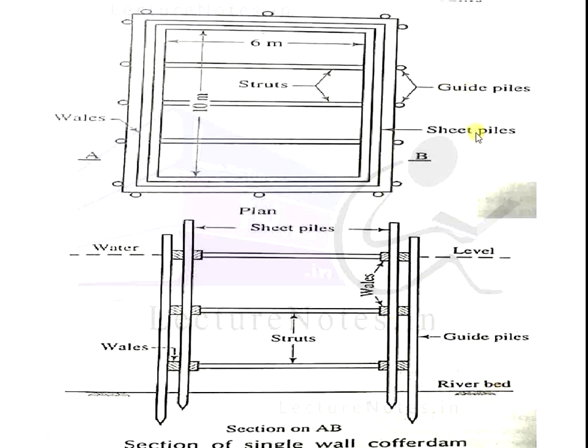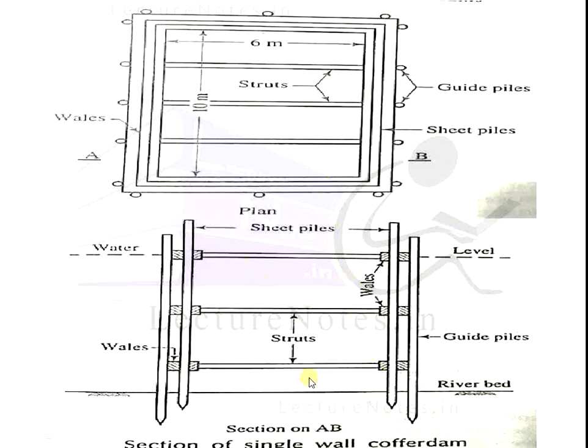Here we see the guide piles, struts, wales, and sheet piles. This is the single wall cofferdam image. The guide piles, struts, and wales are made from timber, and the sheet piles are made from either timber or steel. The height of this inside cofferdam is 10 meters and the length is 6 meters. The inside of the cofferdam is supported with the help of struts.